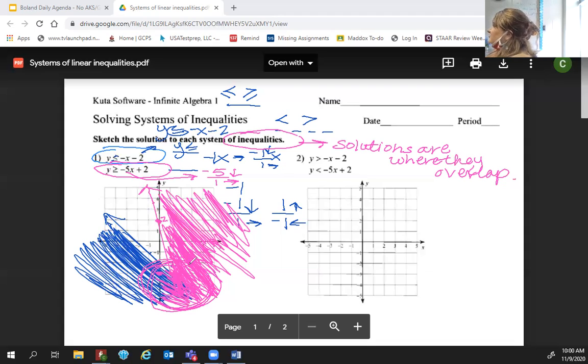So if I asked you if -1, -4 was a solution, what would you tell me? Yes, because why? It's in the shaded area. So -1, -4 can be a solution because it's in the shaded area. Good job.